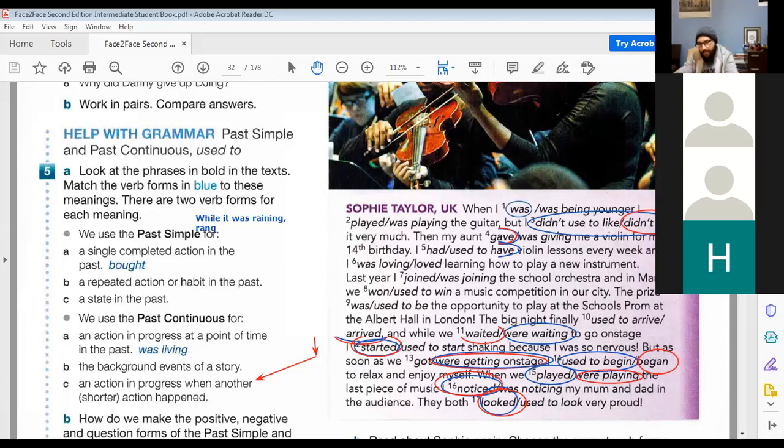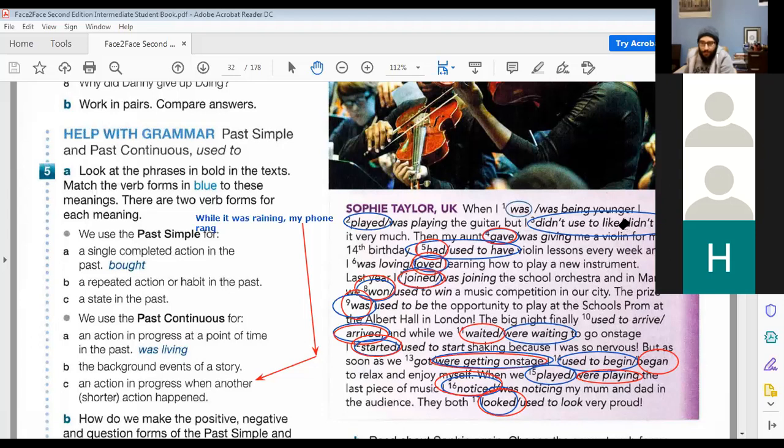Yes. Okay. So let's remove the continuous, but I didn't used to like it, but I didn't use to like it, and this is correct. Both are correct, okay? So let's remove the red one. This means both are okay, because this is a past state. Liking something, because like is a state verb, right?